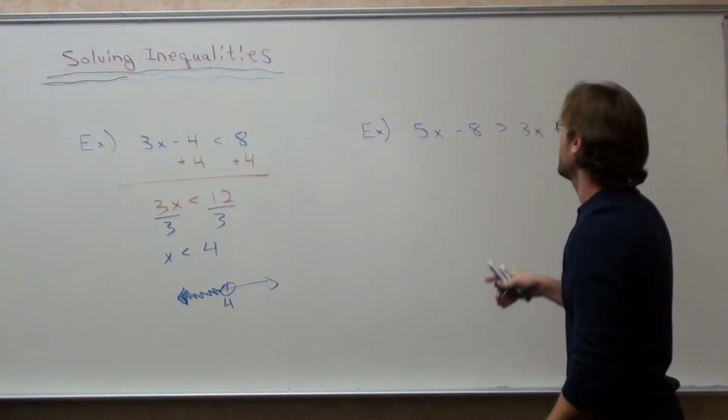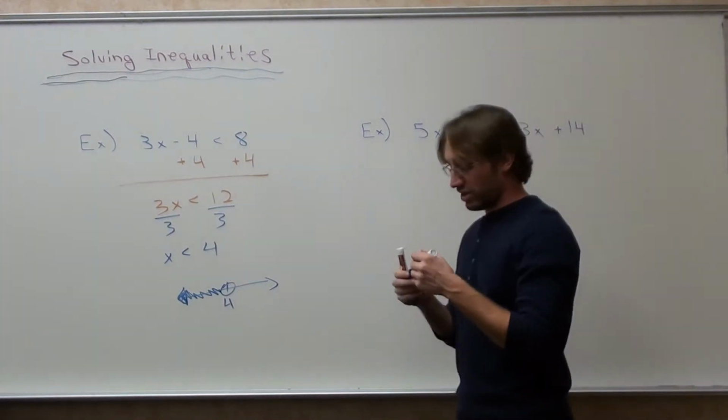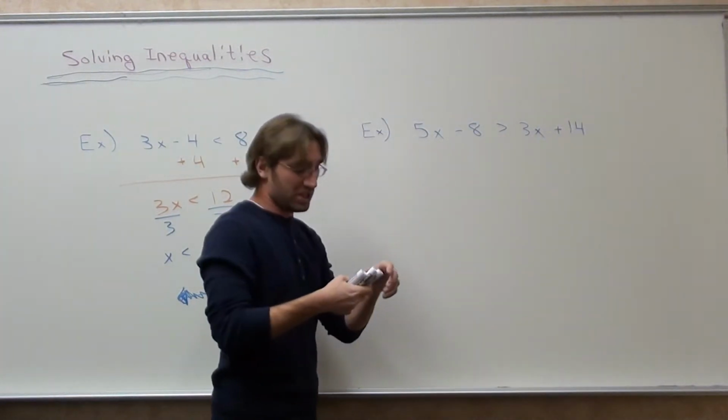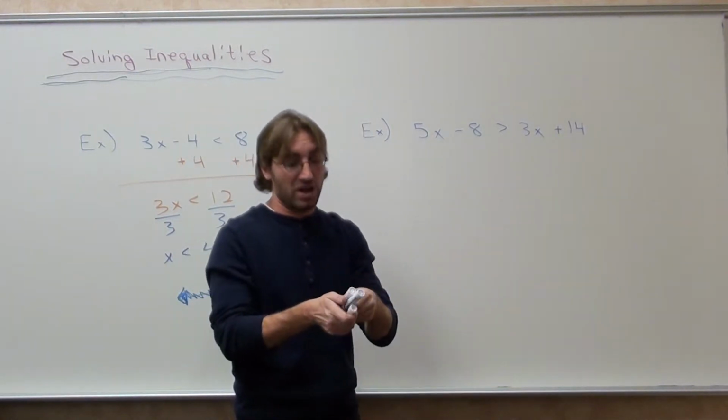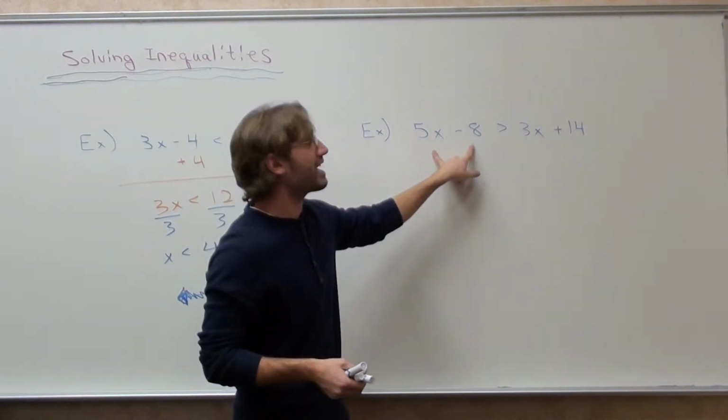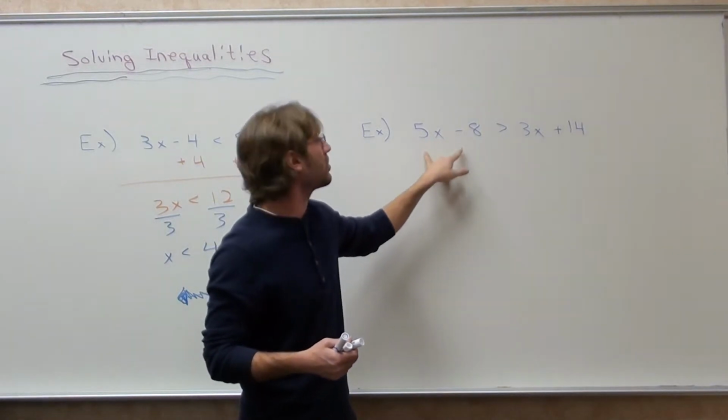Next one reads, 5x minus 8 is greater than 3x plus 14. So everything with an x goes on one side, everything without an x goes on the other. But before you do that, make sure you can't combine like terms on each side of the inequality.